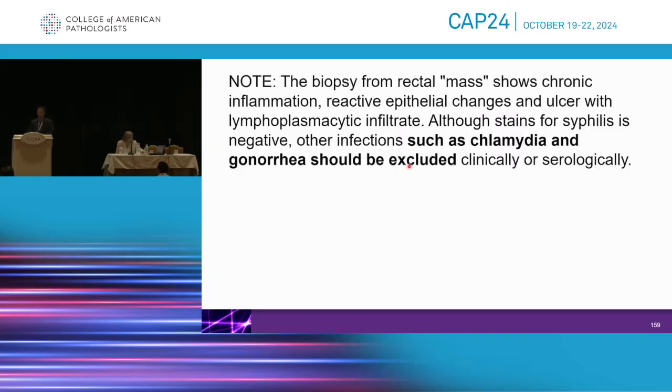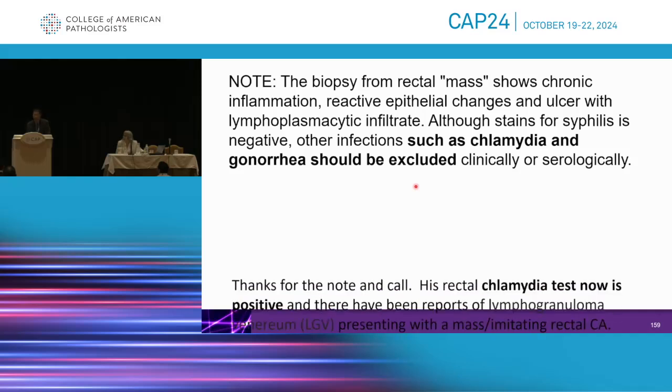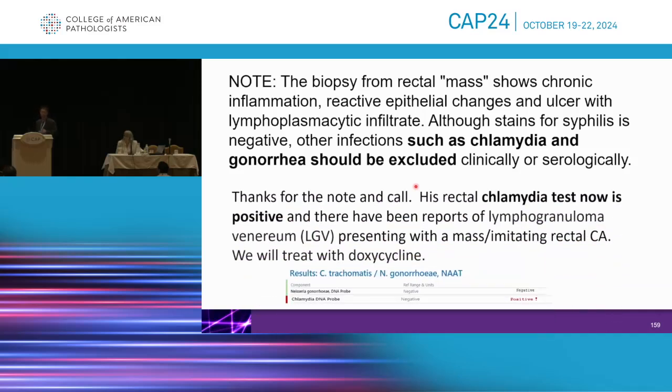So this is the note I put in my report. You can see I realize it's a mass lesion, but I do see chronic inflammation, lymphoplasmacytic infiltration. I do see mild glandular architectural distortion. I do see a small ulcer, but I do not see malignancy. I did treponema stain, they are negative for syphilis, but other diseases, for example, gonorrhea and chlamydia, we asked the clinician to exclude them. And this time the clinician also listened to us, and then she tested the patient.